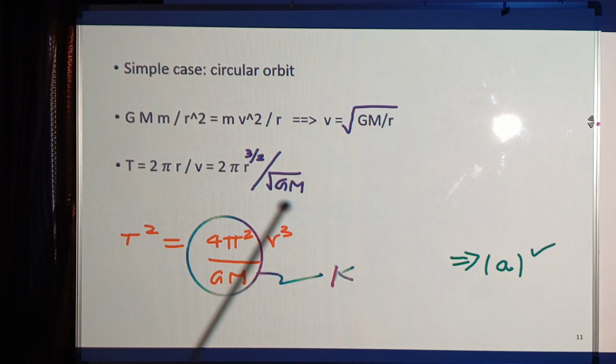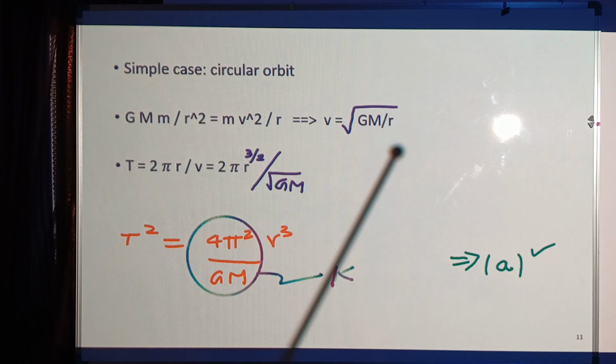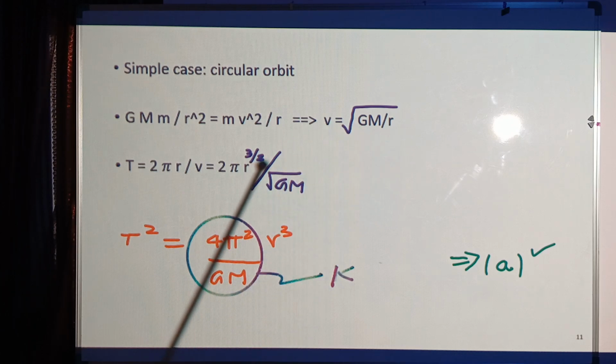V is this one, square root of GM by r, so the half power is there. So it will become r to the 3 by 2. So if I square both sides, I'll get T square as 4 pi square by GM into r cube. So comparing this with T square equal to k into r cube, k is 4 pi square by GM. From this I'll get GM into k as 4 pi square, which is option A.